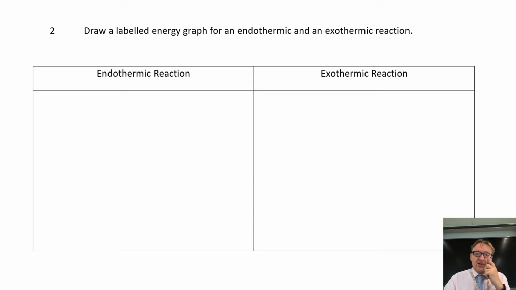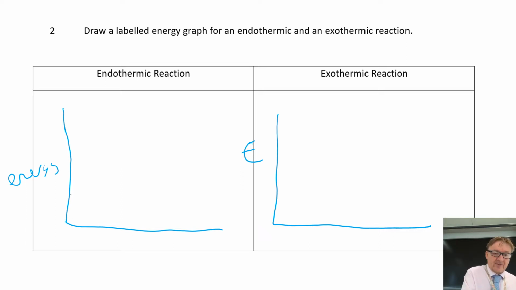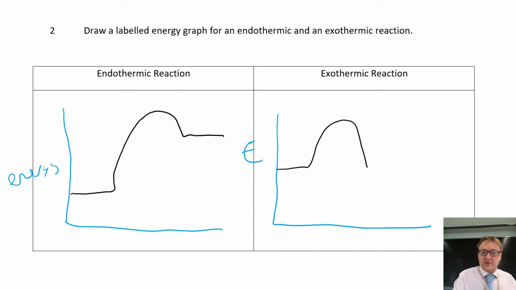Draw a labelled energy graph for endothermic and exothermic. So endothermic, right? What I'm going to do here is draw the axes. Obviously that should be a straight line. This side here is energy. I'm going to do the same thing here, going across there. This side here, I'm going to be lazy and just write down E. Then I'm going to draw my graph, which goes across there, goes up, stops there, and goes across. And for this one here, I'm going to start there, go up, go down, and go across there.